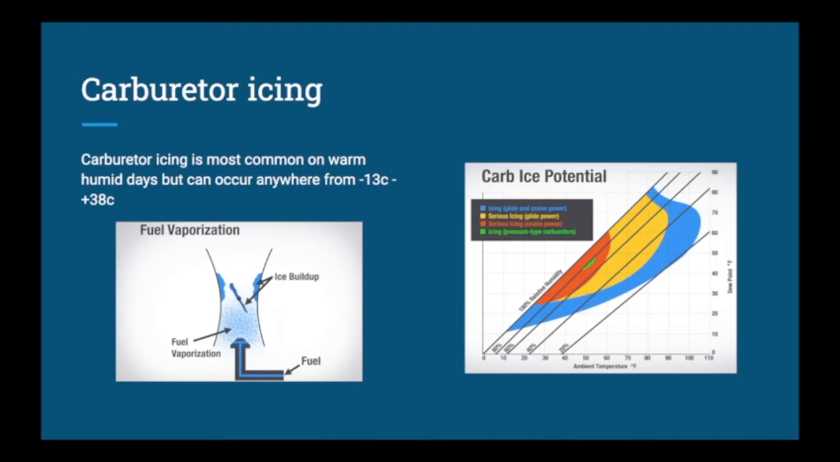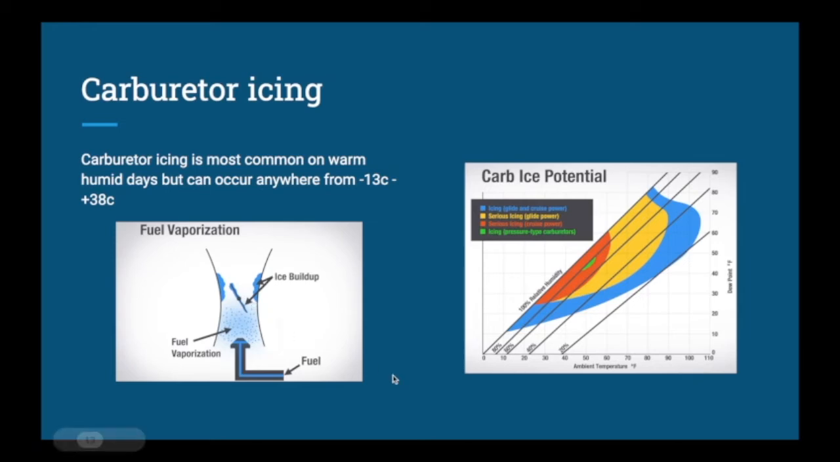As the air goes through the carburetor venturi, the temperature inside the venturi is going to be well below 0 degrees, even if it's plus 15 outside. There's a large pressure drop, there's a large temperature drop, and that's going to cause the moisture that's in the air to freeze on the walls of the venturi and on the butterfly valve. So you're going to start to get ice buildup. If you allow this to continue, that ice is going to block your carburetor and the engine's going to quit.